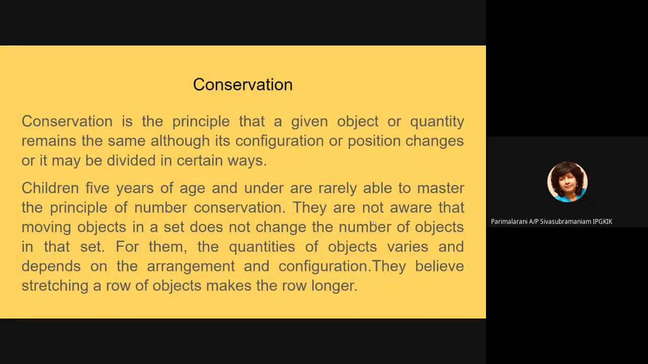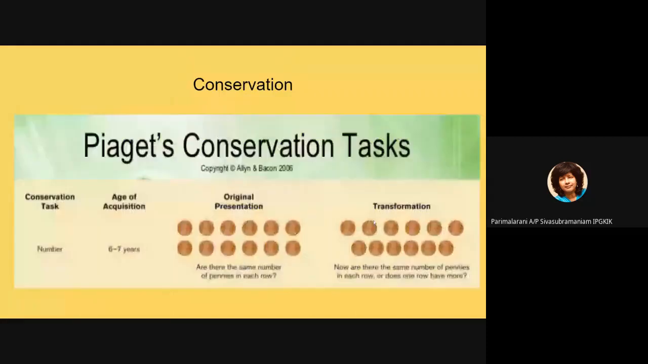This is Piaget's most popular conservation experiment, where he put 6 pennies in a row, in 2 rows, and under the original presentation asked them how many pennies are there in row 1. They say 6. How many pennies are there in row 2? 6. Which row has more? And the children say same.